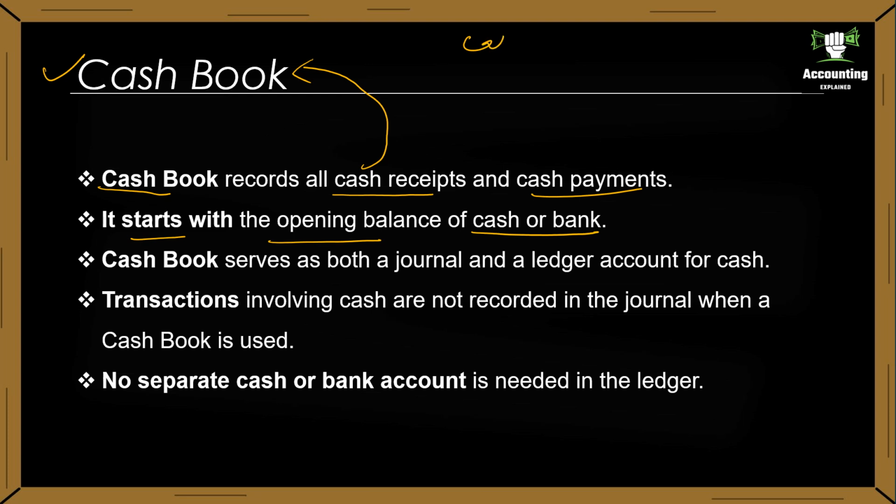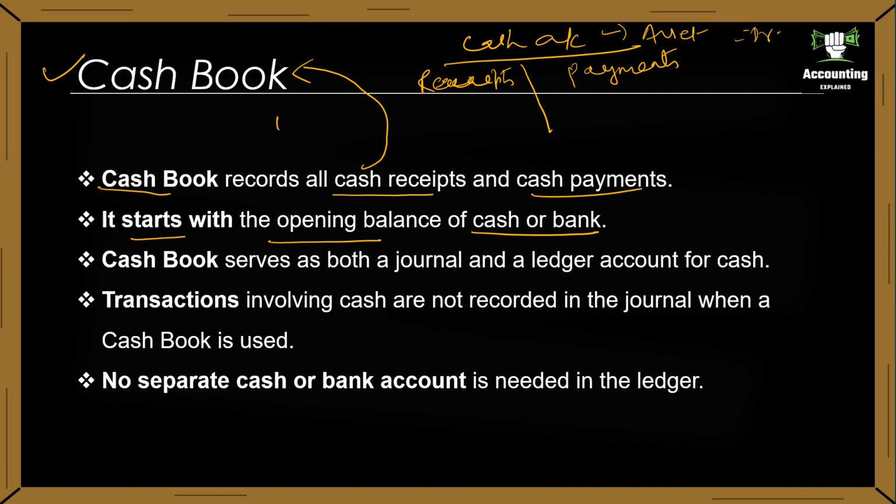Example, I'll take cash book, cash account. Cash account, left side is your receipts and right side is your payments. Cash account is an asset, so it will always have a debit balance. So opening balance will always be on the debit. For example, 1124, to balance brought down. If the balance is 5,000, we write 5,000 here.